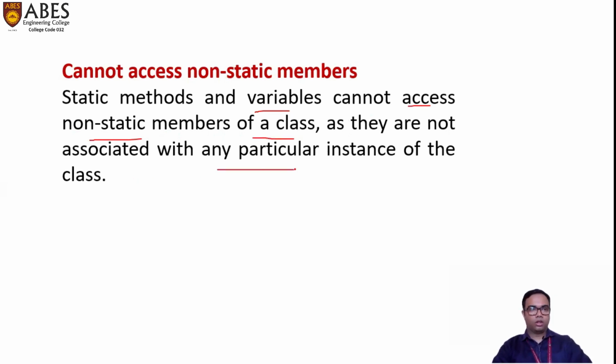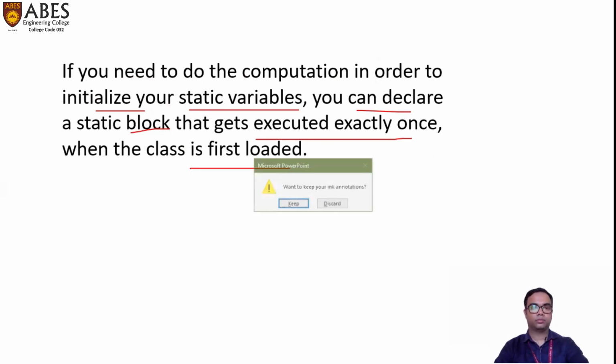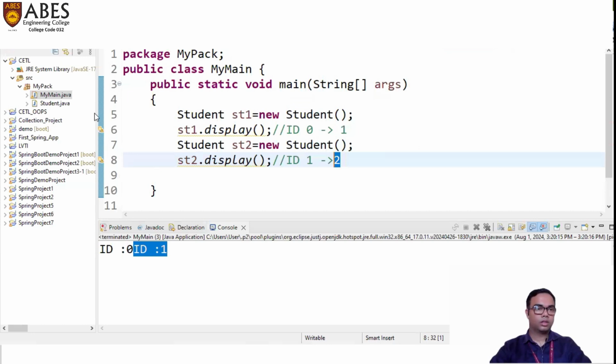So next we have a static block. What is a static block? If you need to do a computation in order to initialize your static variables, you can declare a static block. It gets executed exactly once when the class is first loaded. Let's see how this actually works. So here we have one example, I will explain.